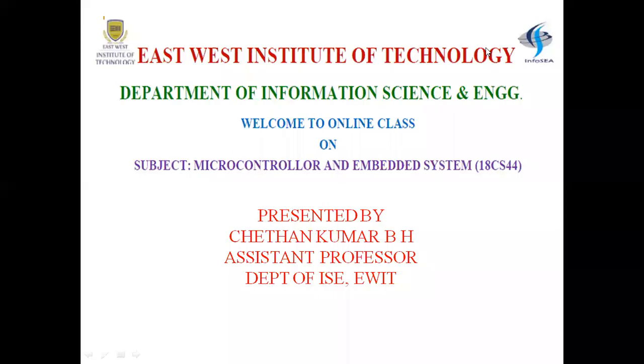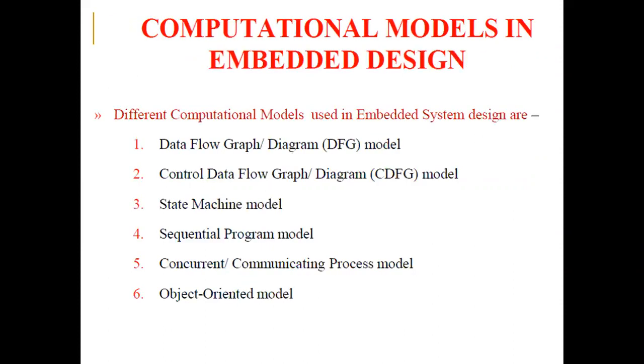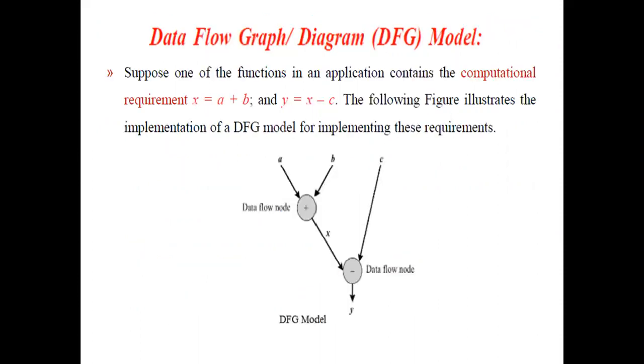Good morning, guys. In today's class, we're going to see about computational models in embedded systems. There are six types: first, data flow graph; second, control data flow graph; third, state machine model; fourth, sequential program model; fifth, concurrent or communicating process model; and sixth, object-oriented model. First, we're going to see about the data flow model.